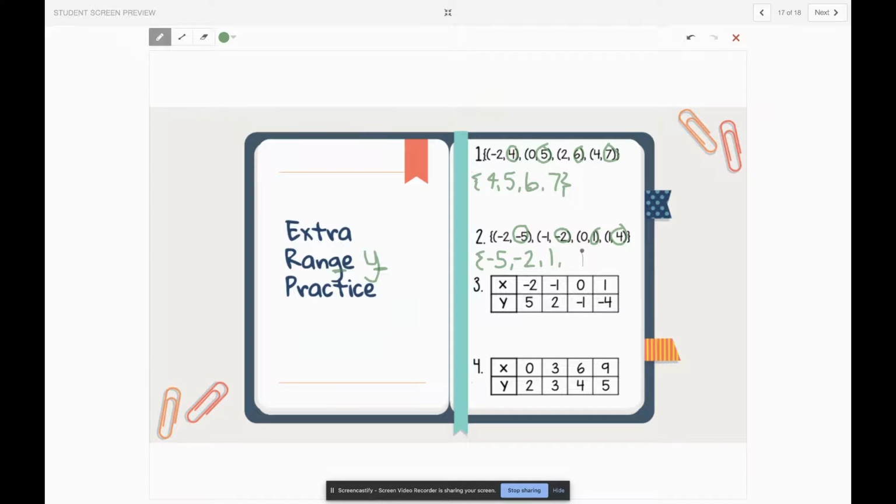Again, looking at the y's, that's the second number in my coordinates. On my table, only writing my y's, writing my range. What number is the smallest there? Negative 4 is the smallest number. Then negative 1. Then positive 2. Then 5.